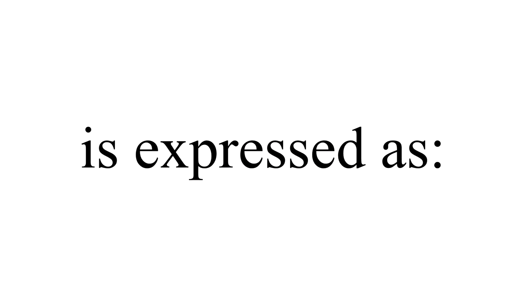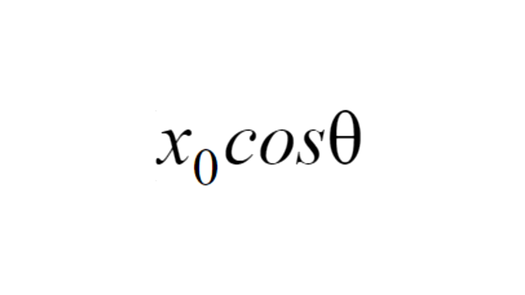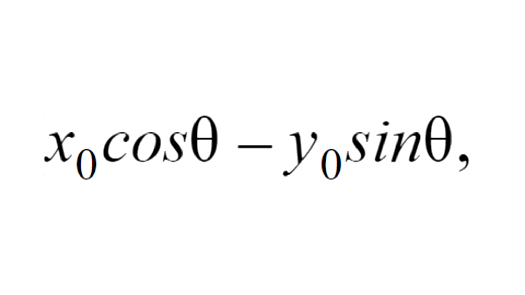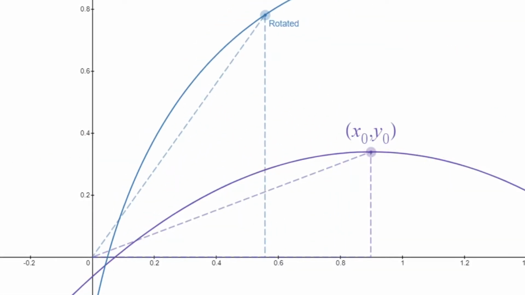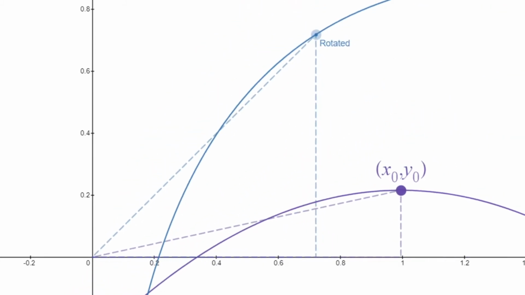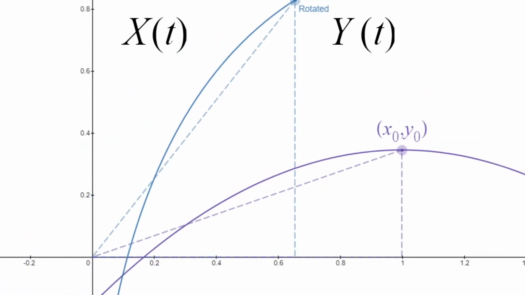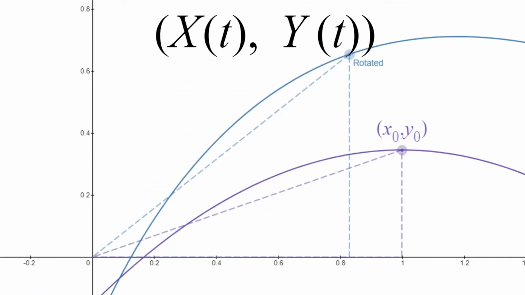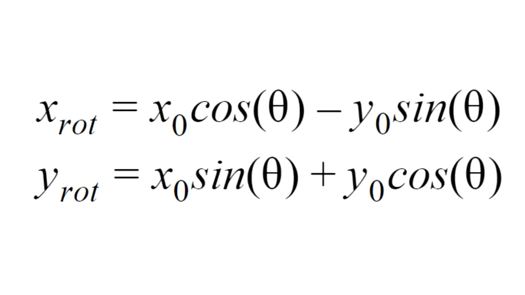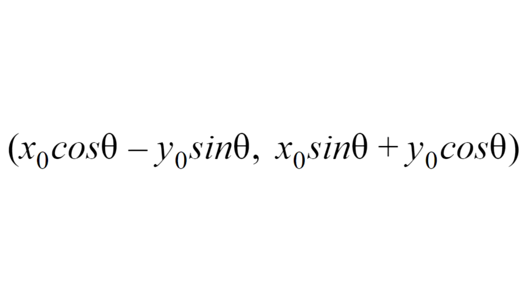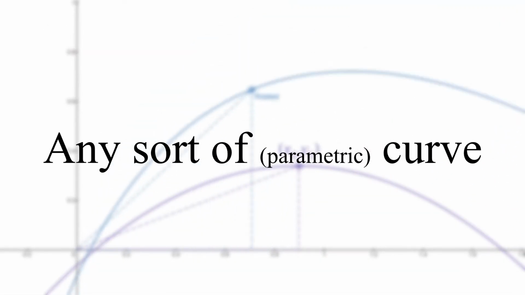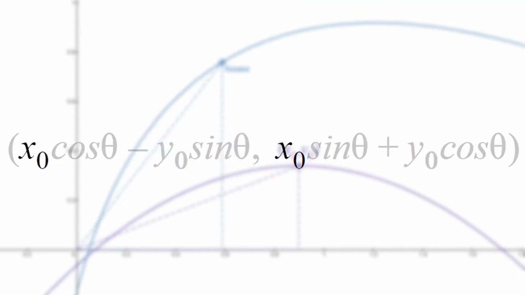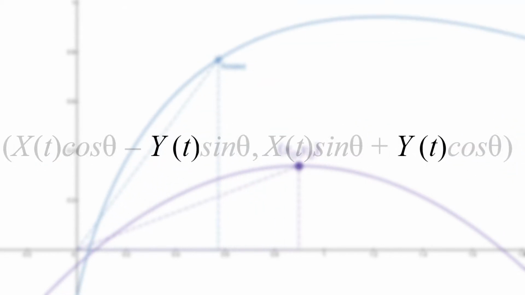This parameter is expressed as (xo cosine theta minus yo sine theta, xo sine theta plus yo cosine theta). Going back to the curve, any parametric curve is defined by the functions x(t) and y(t), which are shoved in a coordinate. And like I said, the rotation expressions, which are now a parameter, work for any point in space, which implies that it should also work on curves. If we want to rotate any sort of curve, we simply replace the xo and yo with x(t) and y(t).